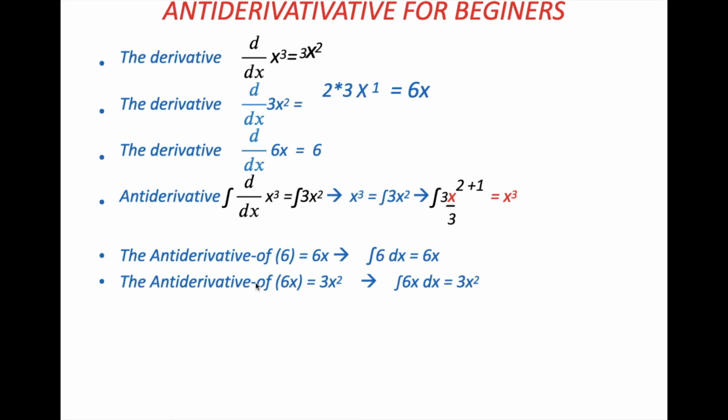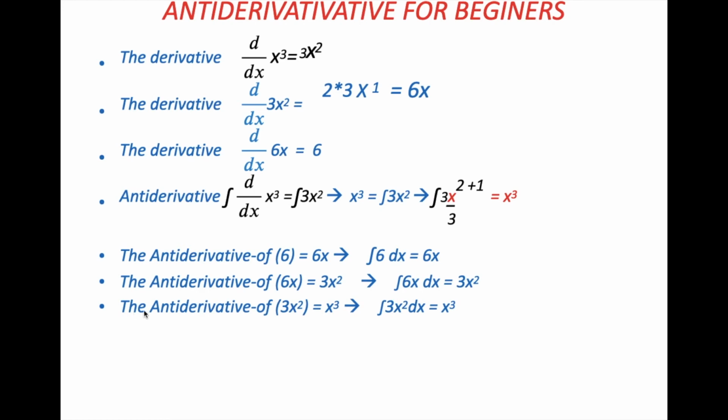The antiderivative of 6x. So as we said, we add 1 to the power. So 1 plus 1 is 2. And we divide by the new power. So 6 over 2 is 3. So 3x squared. So the antiderivative of 6x is 3x squared.